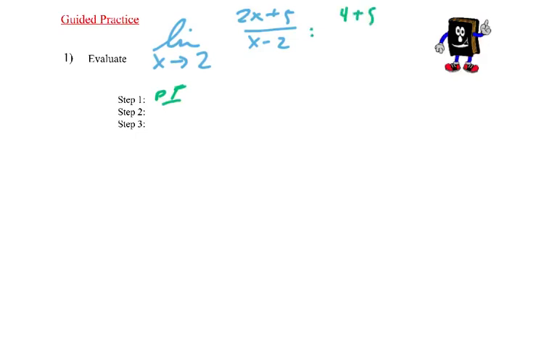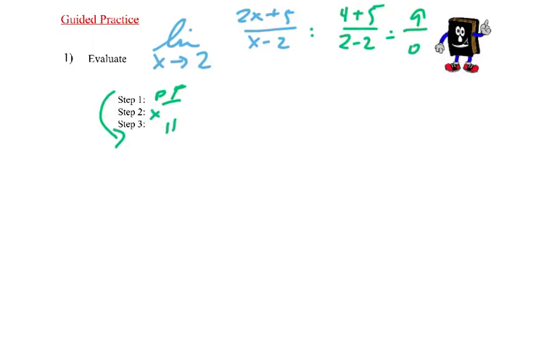All right, let's go to our next problem. So the second problem that we're going to talk about is if we have the limit as x approaches 2 of 2x plus 5 over x minus 2. So again, step 1 is plug in. So after I plug in the 2, I see I'm going to get 4 plus 5 over 2 minus 2. So that's going to be 9 over 0. So again, I don't need step 2 because I only use step 2 if I get 0 over 0.